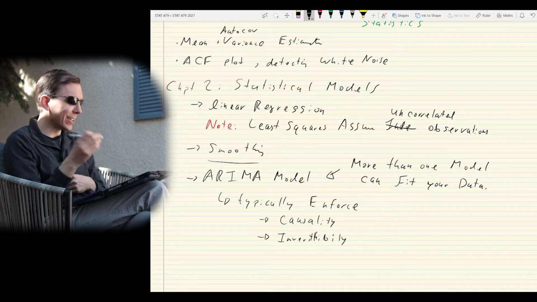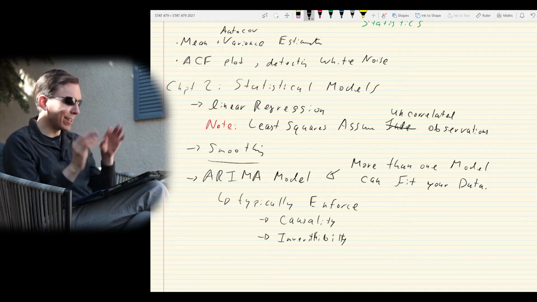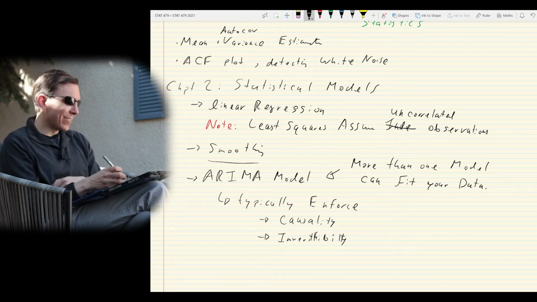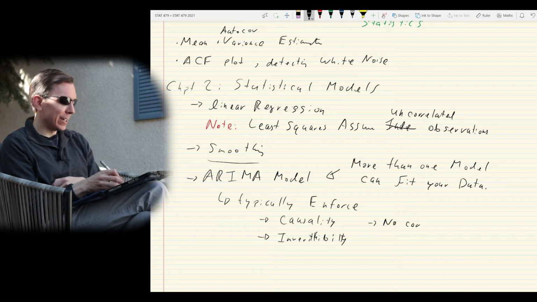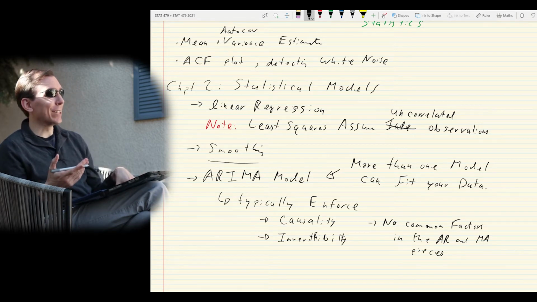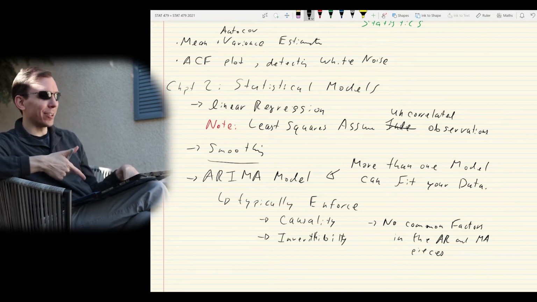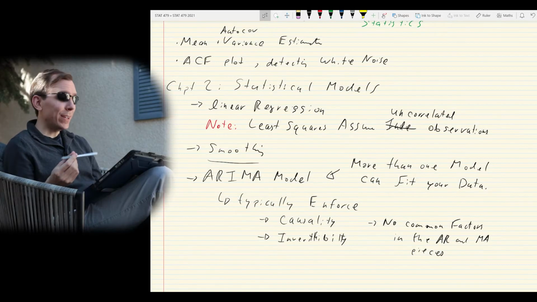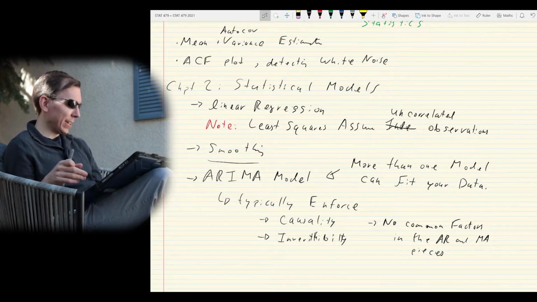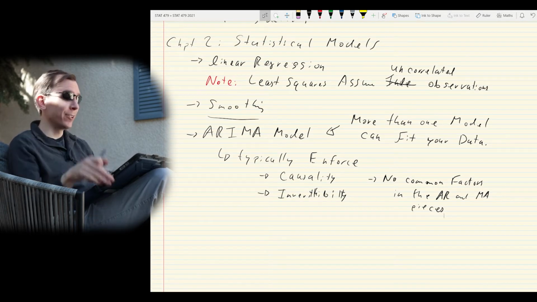Invertibility, I kind of spelled that right. Close enough. You get the idea. We also want to make sure there are no common factors in the AR and MA pieces. Right, because in that case, it's almost like having your model in lowest order or lowest terms. If you have common factors, that's going to cause problems when you go to look at things like the characteristic polynomial. All right, so in this section, what we also did was we talked about testing for stationarity and testing for autocorrelations.